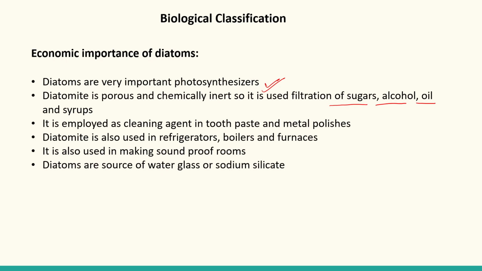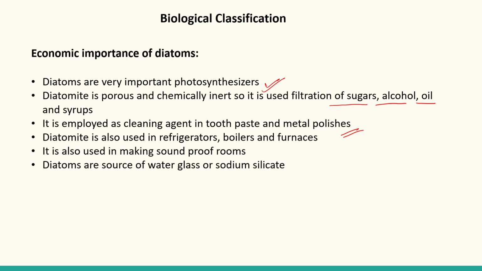So what happens? When their cells are dead, they become chemically inert, so you can filter out sugar, alcohol and oil with these diatomites. It is employed as a cleaning agent in toothpaste and metal polishes. So it is also used in toothpaste as a cleaning agent.